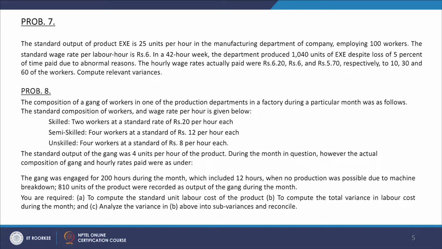Targeted production was 800 units in the total number of hours, that is the 200 hours. But actually the production increased by 10 units against the target of 800. We have produced more by 10 units, that is 810, despite the fact that there was the breakdown of the machine, idle time of the 12 hours.